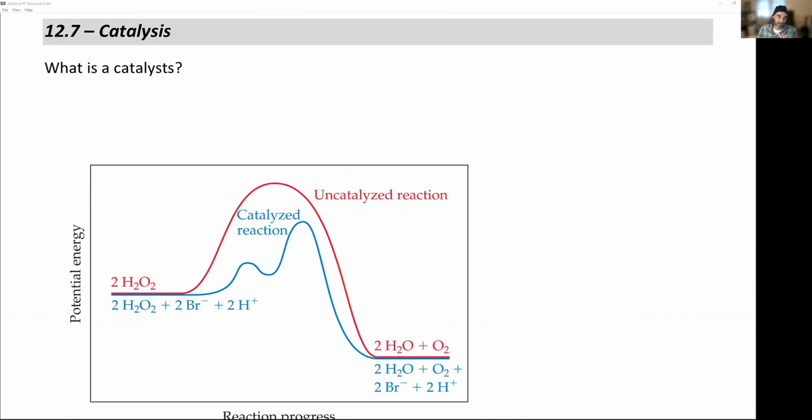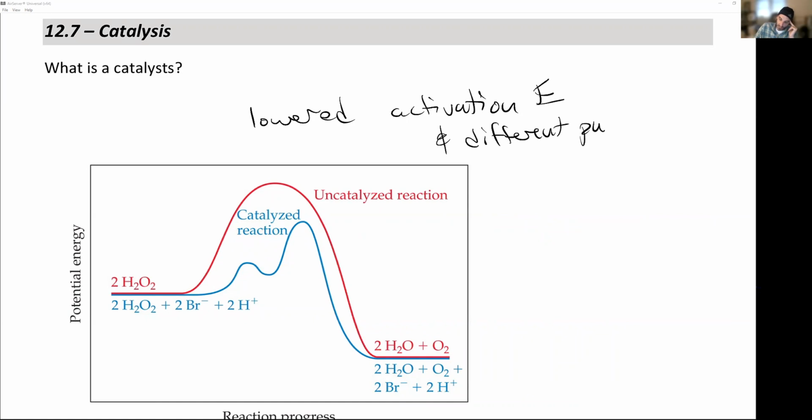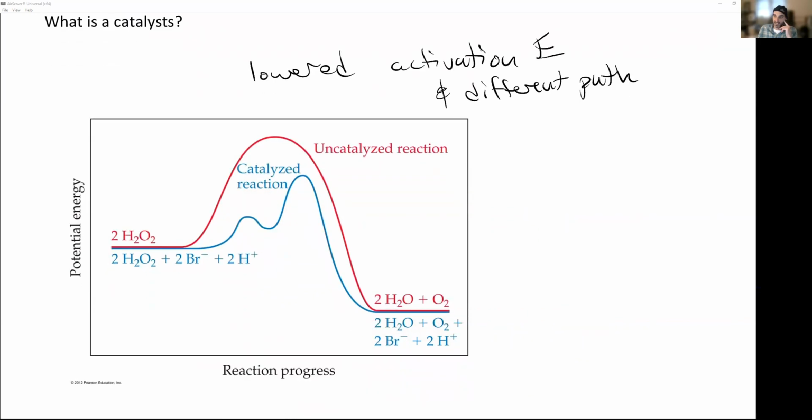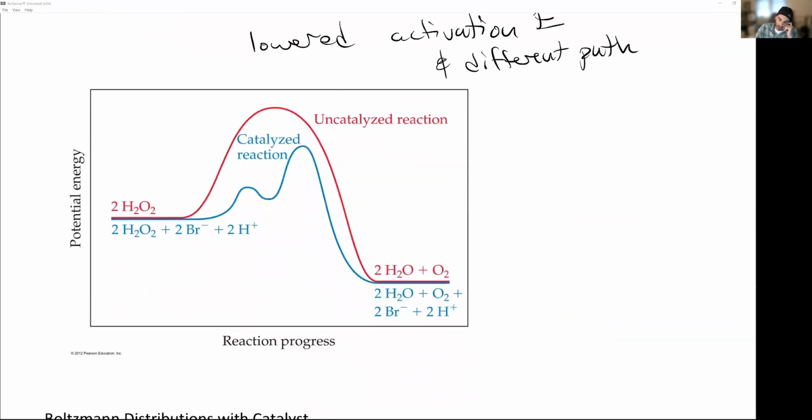Let's talk about catalysis. Catalysis is always faster because it has lowered the activation energy. So we have a lowered activation energy. And typically we have a different path, a different path, which leads us to that. Okay, so this is a catalyst, a catalyzed versus uncatalyzed reaction. Turns out lowering the activation energy rapidly increases the reaction.